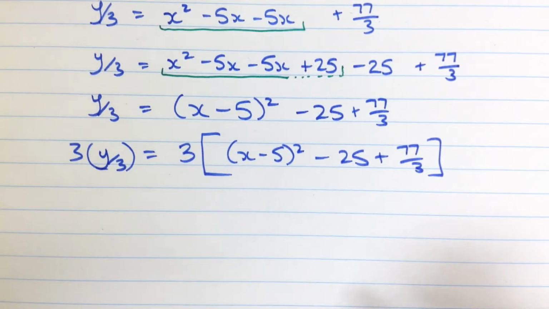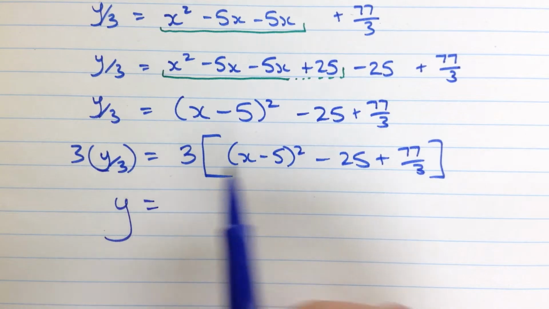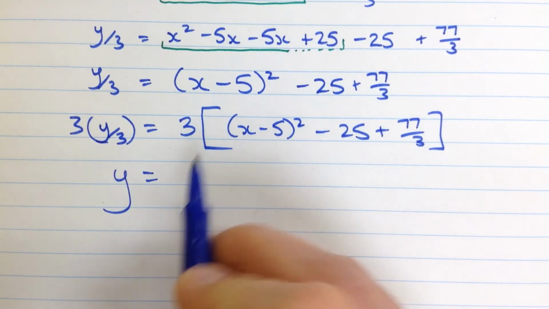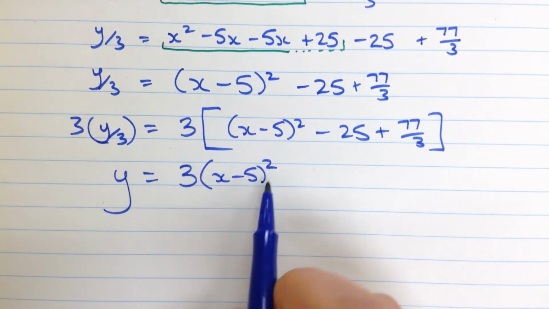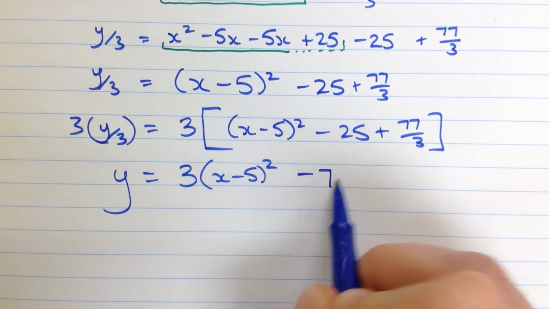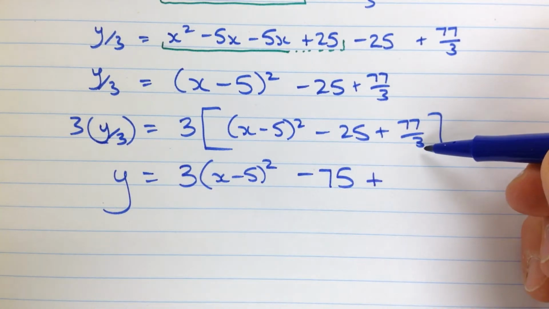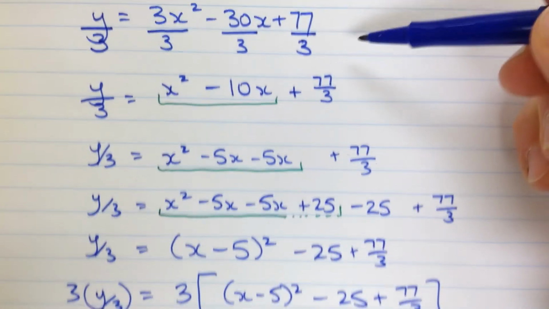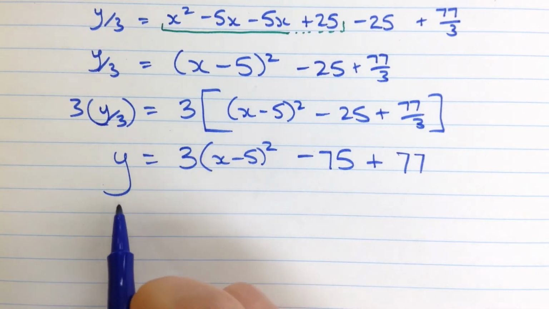And that multiplication gets distributed. y over 3 times y over 3 is just y. We're undoing what we did away at the top here. And now 3 times each of the things in the brackets. 3 times x minus 5 squared. Only the x minus 5 is squared, not the 3. 3 times negative 25 is negative 75. Plus 3 times 77 over 3 is just 77. See that? We undid that fractioning that we did before up here, and so I never really had to deal with any fractions in this particular example.